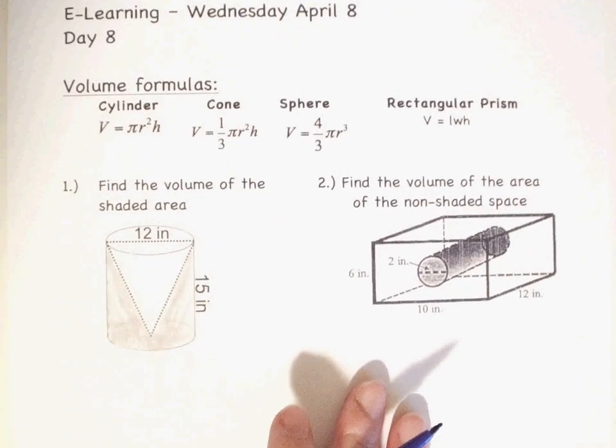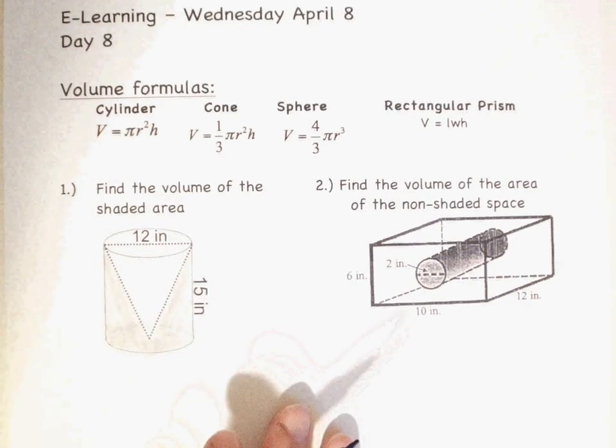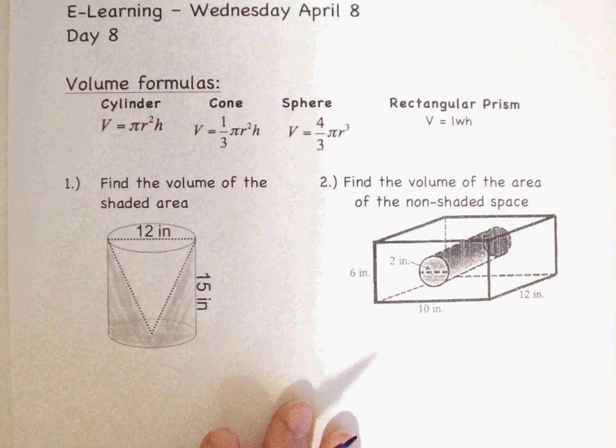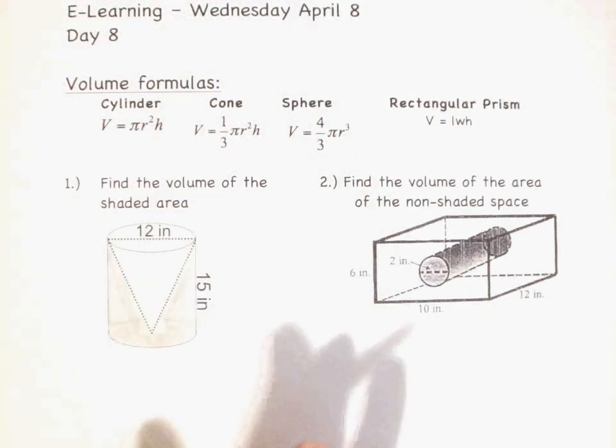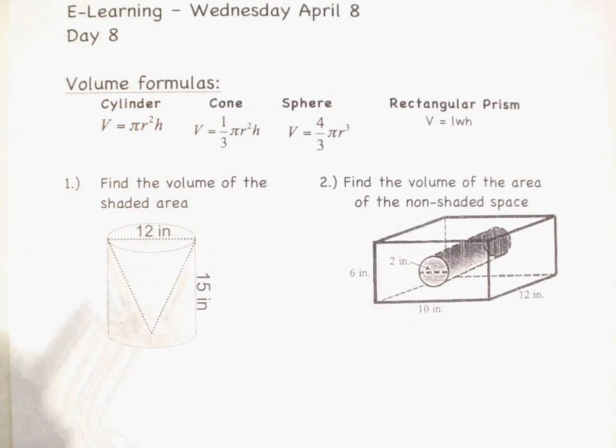Alrighty, we'll go ahead and get started with today's lesson. It is Wednesday, April 8th. And what you are going to be studying today is working more with finding volume of composite shapes. So you can see I have two right here. And what we're going to be doing this time is finding volume of a shaded area and a non-shaded area.